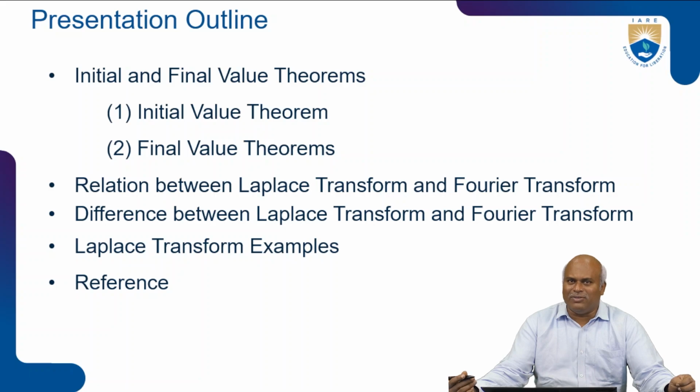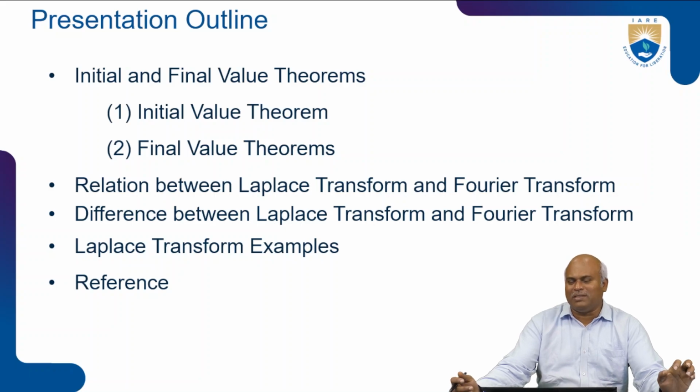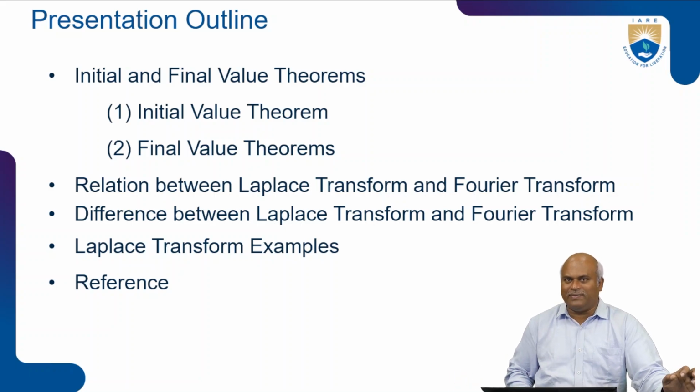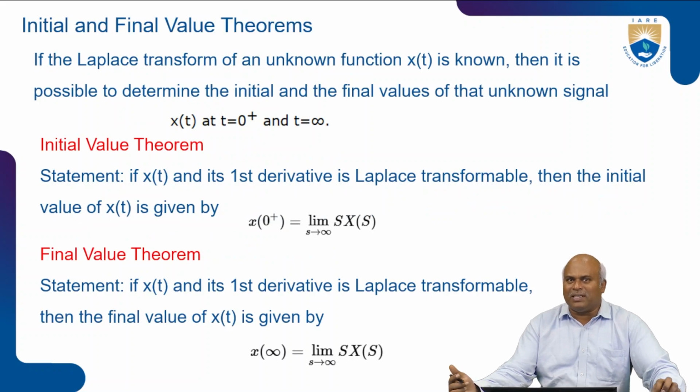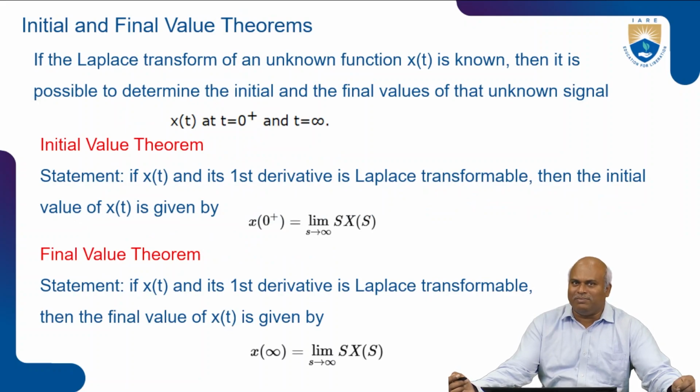First is the initial value theorem, second is the final value theorem, then the relationship between the Laplace transform and the Fourier transform, and the difference between the Laplace transform and the Fourier transform. Then some Laplace transform examples, then we go for the references. We will see first the initial and final value theorem.